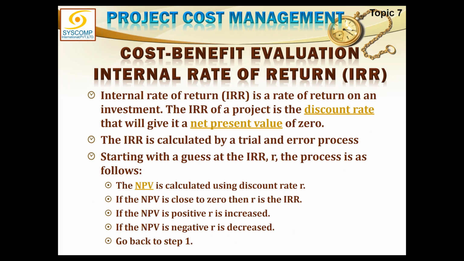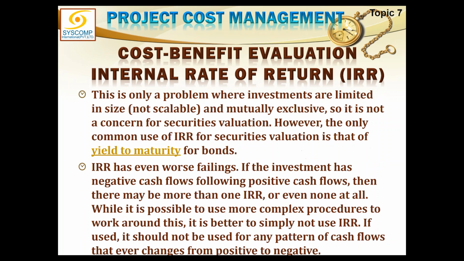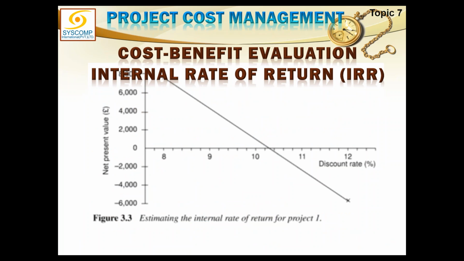Now to make this thing a bit easier, look at this diagram. When you start calculating, doing the hit and trial, that is a very complex kind of thing. Let's do it graphically. Let's make a graph in which the x-axis shows the various percentages and the y-axis shows the positive and negative monetary value, net present value.